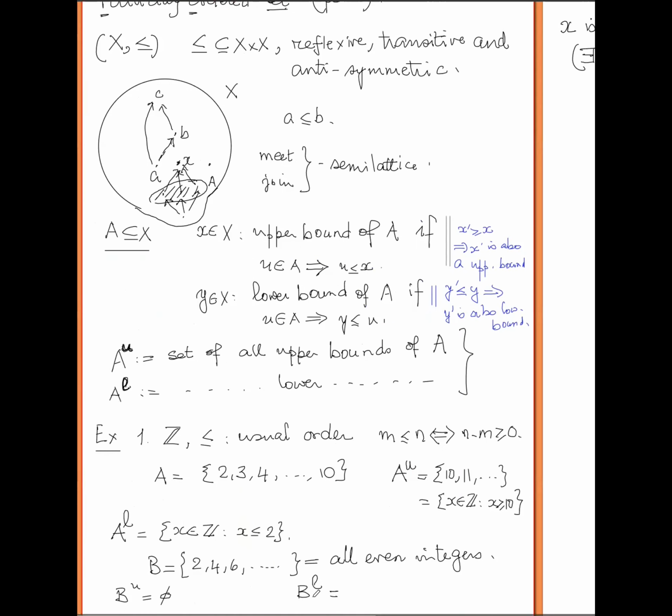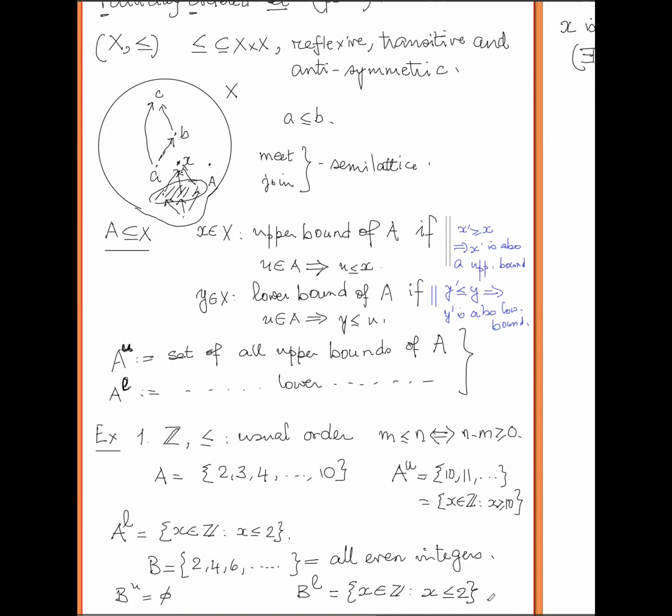And what would be BL, the set of lower bounds? Would it be 2 or would it be 0? Well, yes, 2 is there, and therefore anything smaller than 2 is also there. Right?